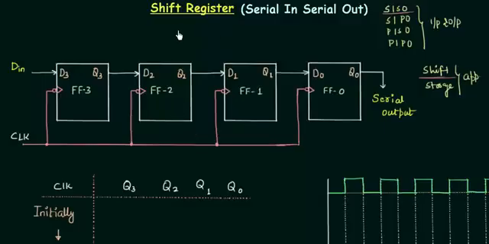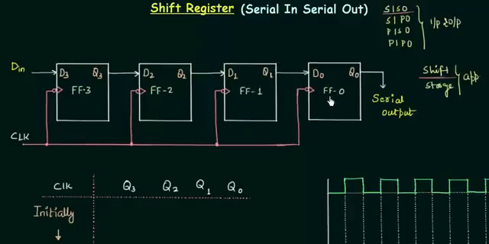What is it? It is a sequential circuit that is used for data storage, data transfer, and certain arithmetic and logic operations. First, I will explain the working of the shift register, then we will plot the waveform, and finally I will explain the use of shift register in real life. So let's start with this circuit.